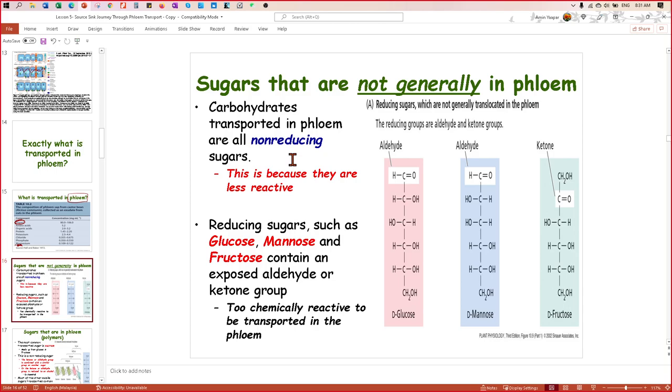Why does it have to be non-reducing for the phloem? If the sugar is very reactive, they are reducing sugar, on the way from the source to the sink organ, it's going to interact with just about everybody along the way. It's very sticky. Okay, you don't want your sugar to high five everyone along the journey. You want it to stay on the task, stay on the line, reach your destination. That's all you want it to do. So in order to do that, it has to be a non-reactive, non-reducing sugar. And for that reason, that's why sucrose is the best one.